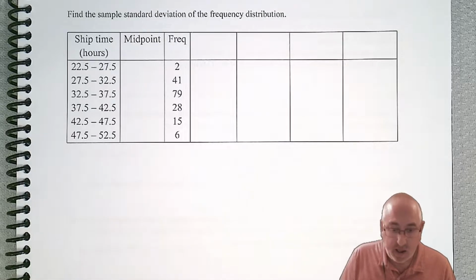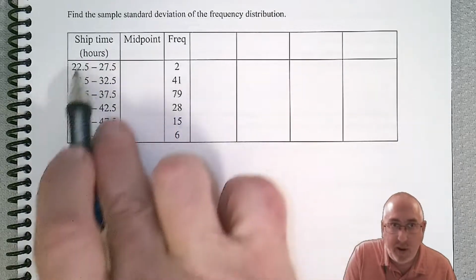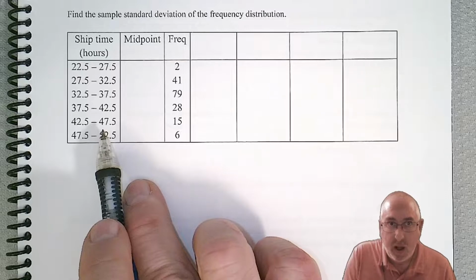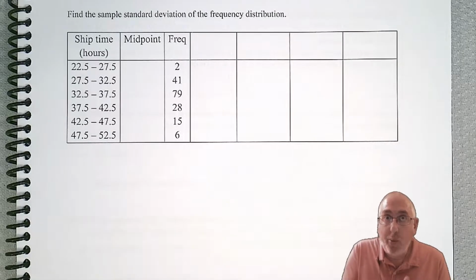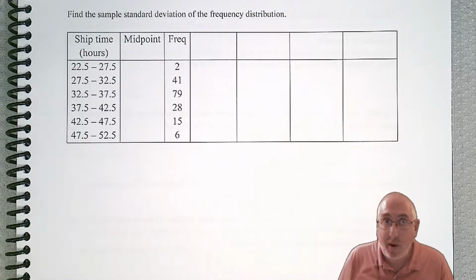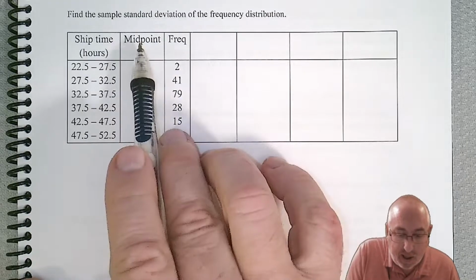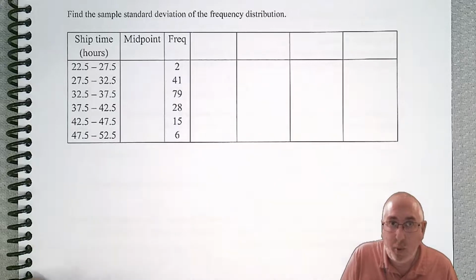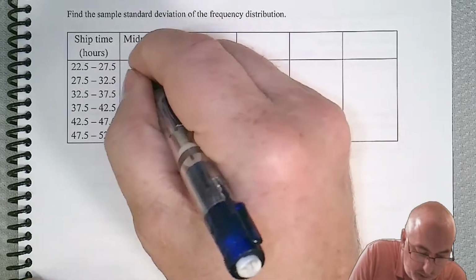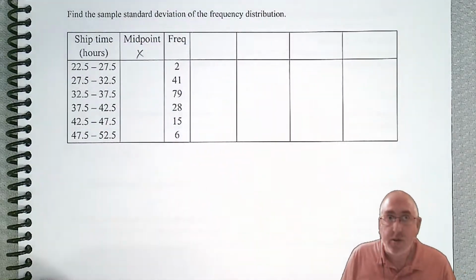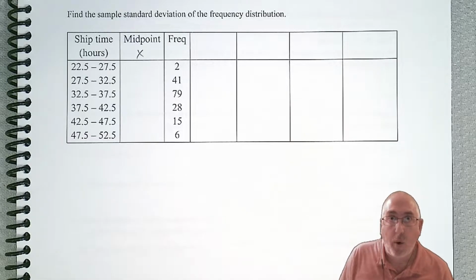So the first thing is how do we navigate through this? How do we get a value, an X, so that way we can get the ball rolling? And the trick is, I have a column here called midpoints, and that is going to be our X. So midpoints for these intervals.